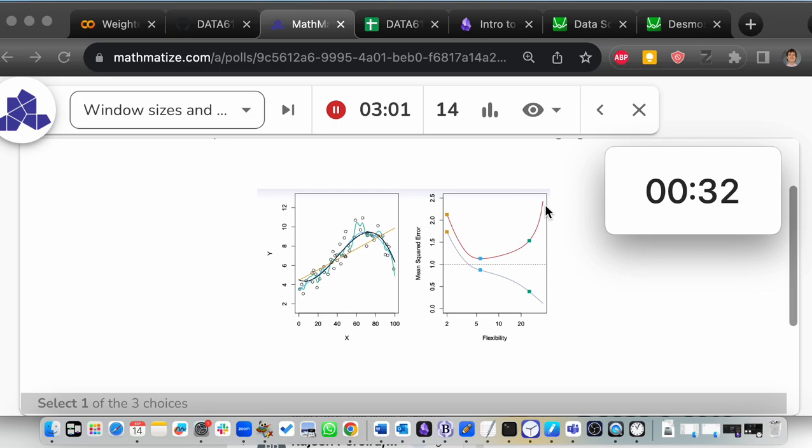I think the thermostat is underfit to the temperature of the room. Okay, 10 seconds left.